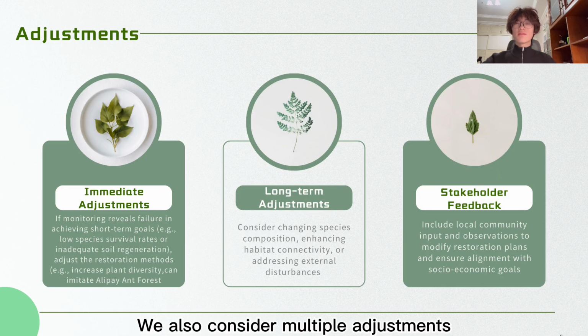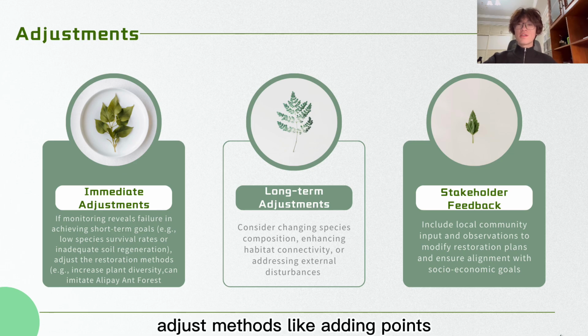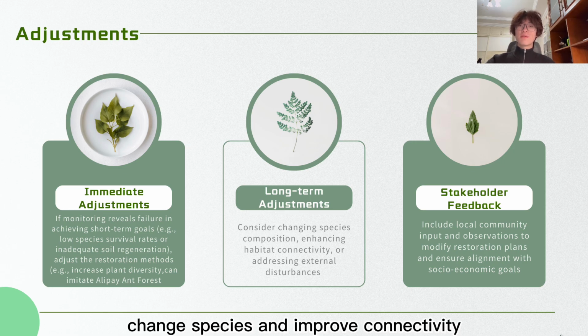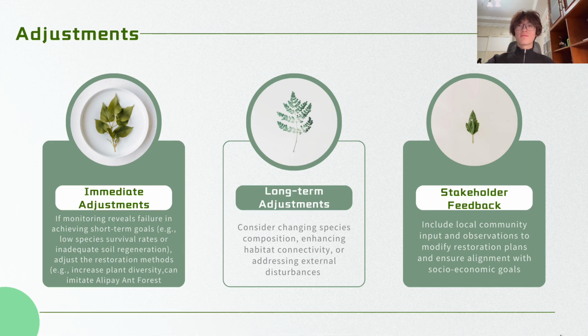We also considered multiple adjustments. If short-term goals fail, adjusting methods like adding plants or organic material is the first choice. And for long-term issues, change species and improve connectivity while involving the local community to align with their needs.